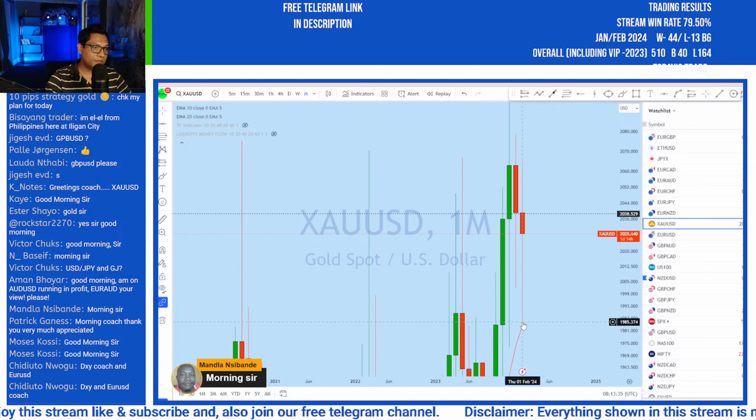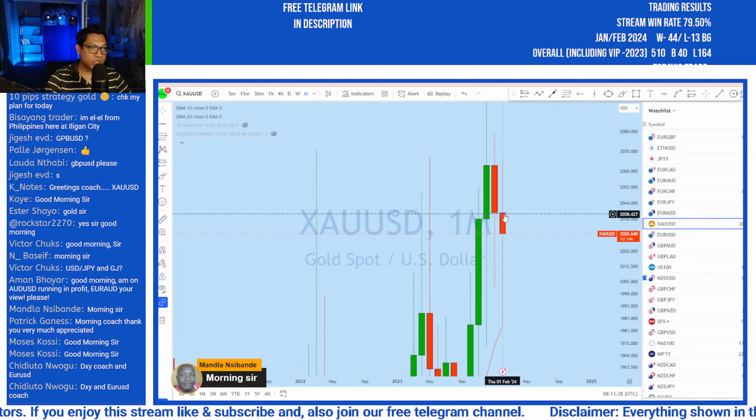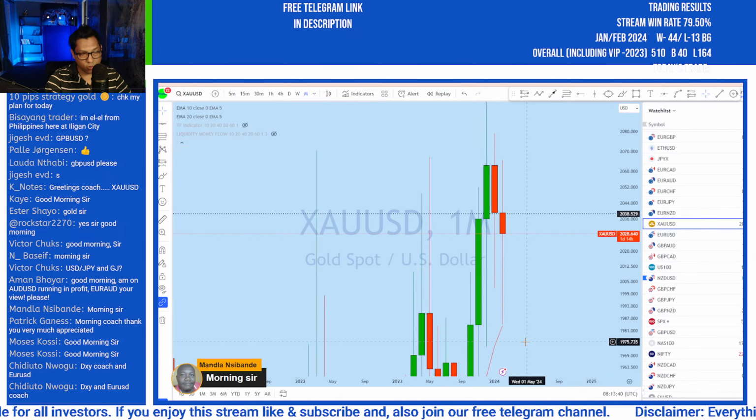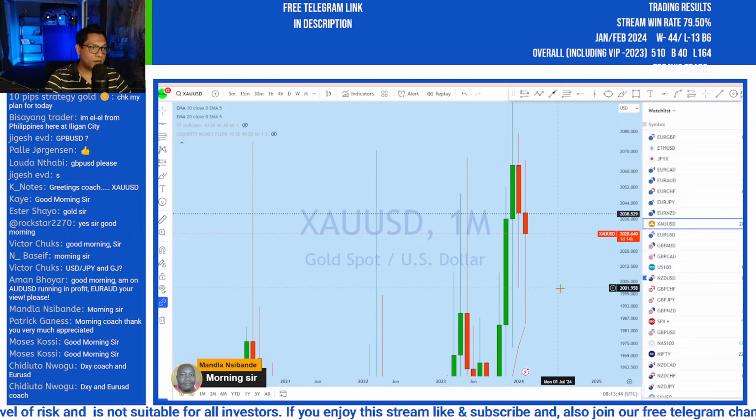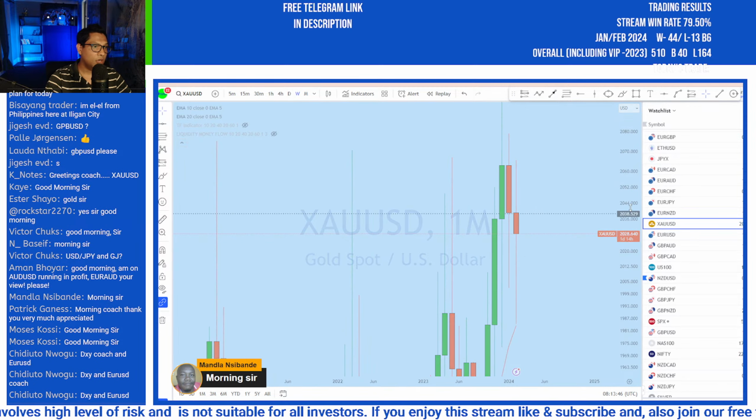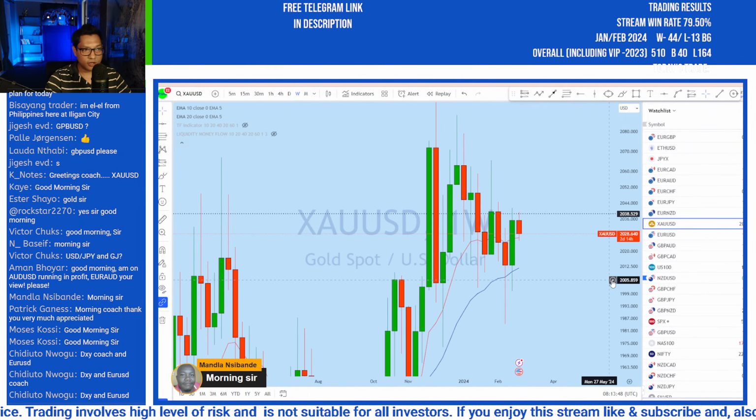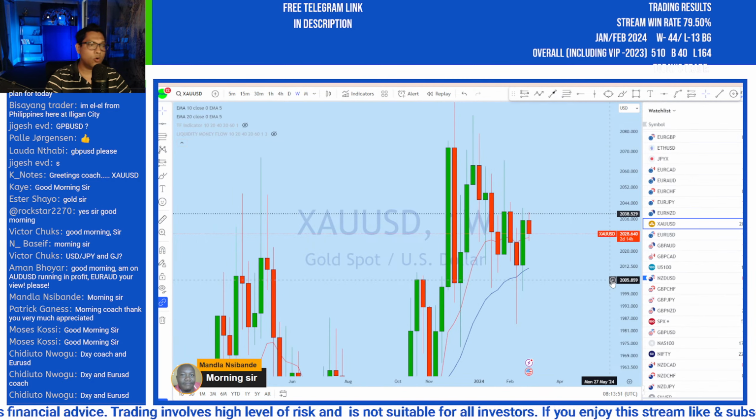Now here, you can see this long wick candle, because it has got a rejection from the top on the monthly. Locally, we can see that gold is moving in that direction. So let's see the weekly chart now to get a bit clearer picture.